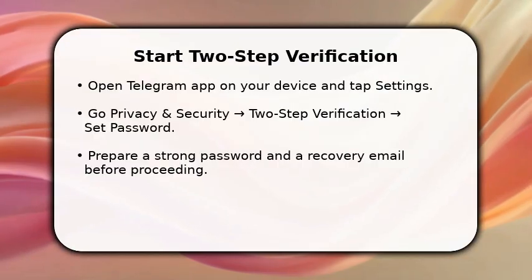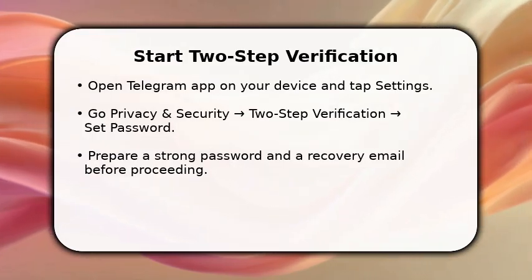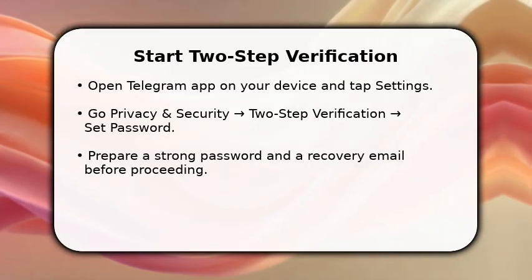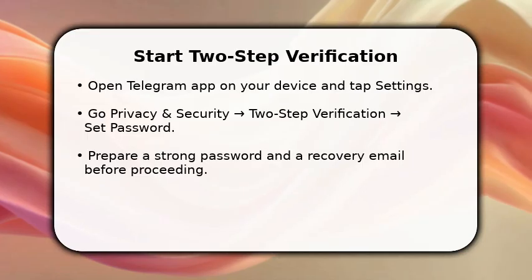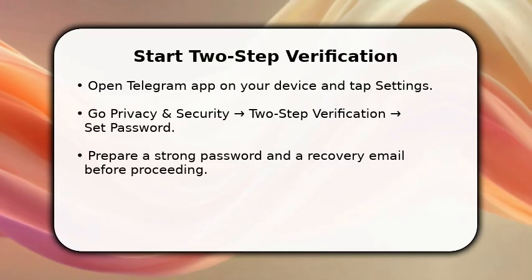You're starting two-step verification now. Open Telegram and go to Settings, then Privacy and Security. Tap two-step verification and choose Set Password. Pick a strong, memorable password. Mix letters, numbers, and symbols because this protects your cloud sessions.